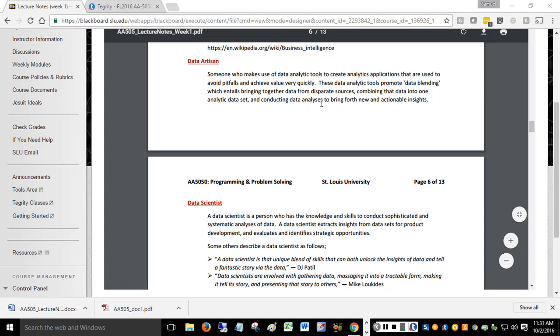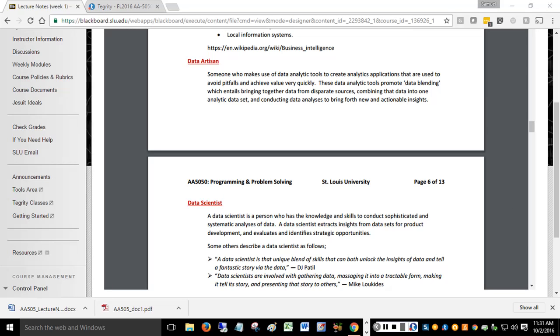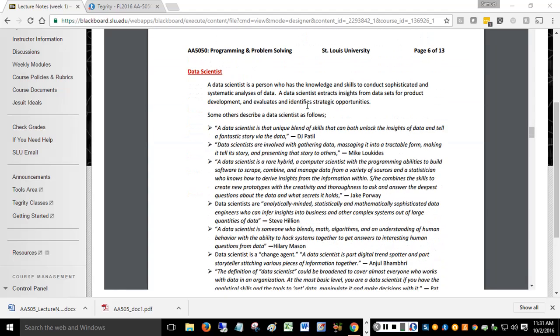One of the big areas of this is called data blending, which means that you bring data from a lot of different sources together. You're going to combine the data into one analytic data set, conduct the analytics on that data, and hopefully you're going to bring forth some new and actionable insights. This involves the graphics of this as well.